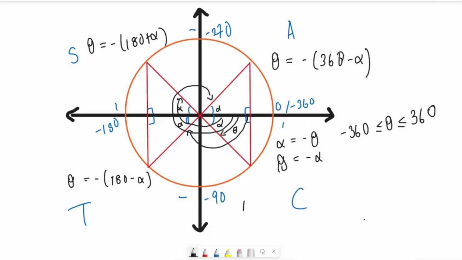So I hope all of this helped you understand a bit better how and why ASTC works, and how negative quadrants and positive quadrants work, and why we have more than one solution for just one question.